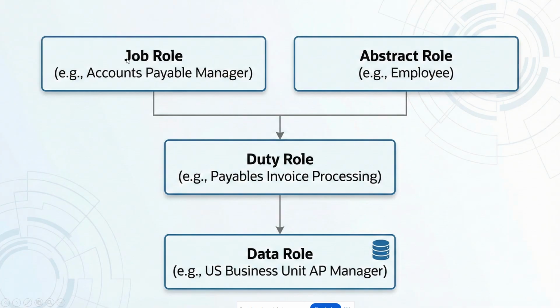Now your job role is warehouse manager or account payable manager. The abstract role is there for all the employee users, and the job role depends on what job you are doing. In the job role, you have the duty roles, what duties you are going to perform. In this duty, I'm going to process payable invoicing. Within the duty role, you have the data role, the data access part. If I give you the Bangalore location, you take care of those jobs in the Bangalore location. Is the difference between all these roles clear?